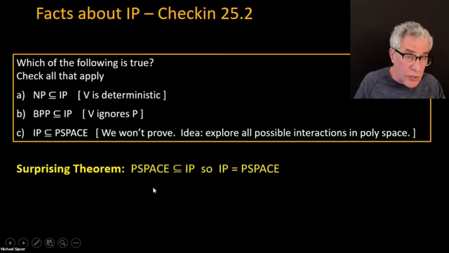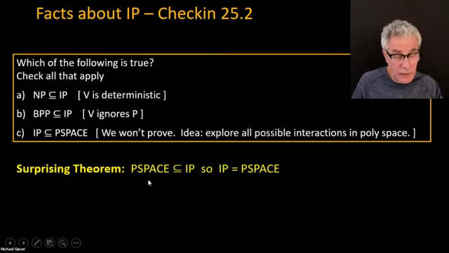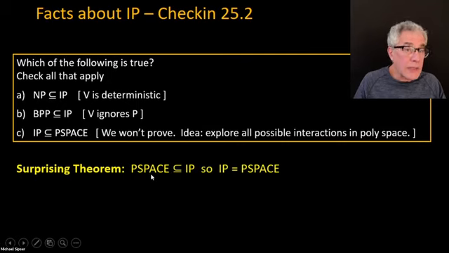But the surprising thing, in reference to part C, is that the containment also goes the other way. This is an amazing result, that everything in PSPACE you can do in IP. So IP turns out to be incredibly powerful, gives you everything in PSPACE. You get IP equals PSPACE.